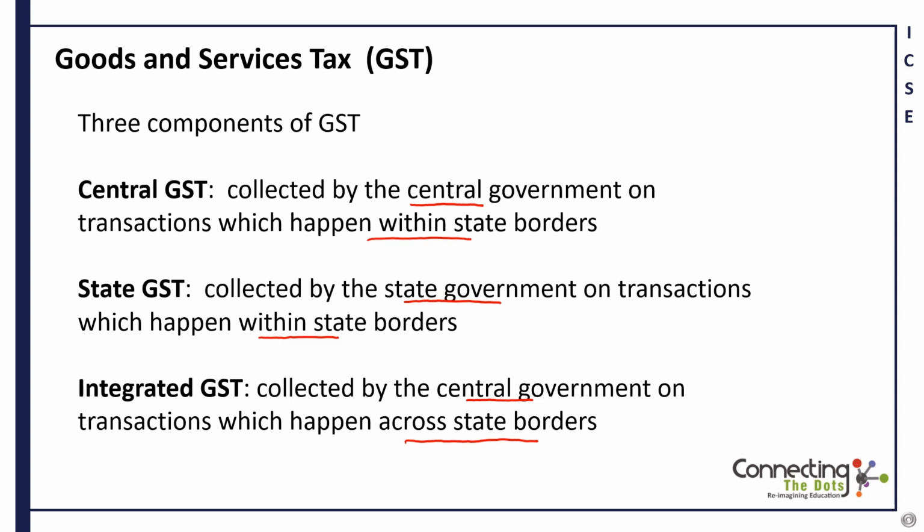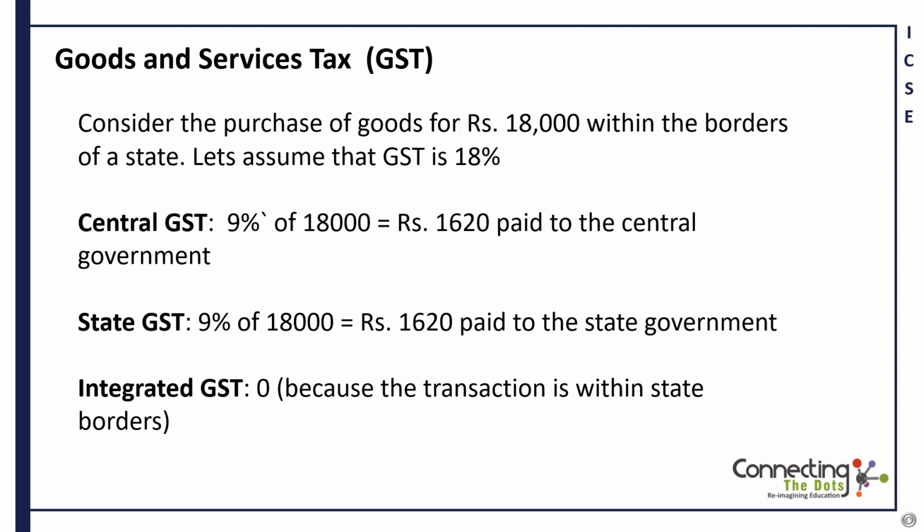So these are the three components, and you have to realize that different components may apply based on whether it is intrastate or interstate. So when a transaction happens within a state, like these two components are, we can call them intrastate. And when a transaction happens across state borders, we can call it interstate. So these are the three components of GST.